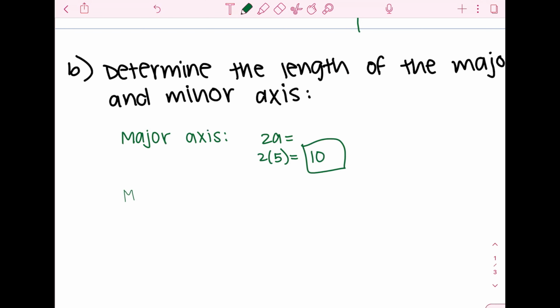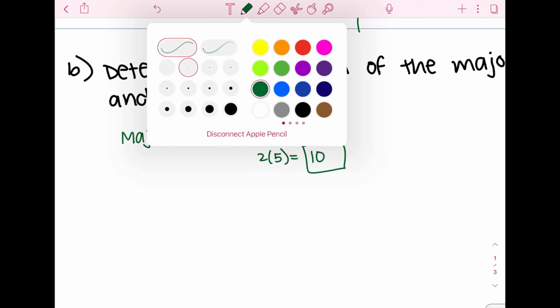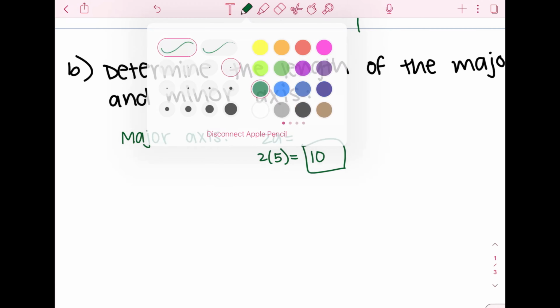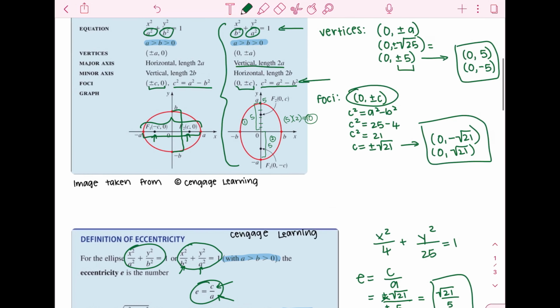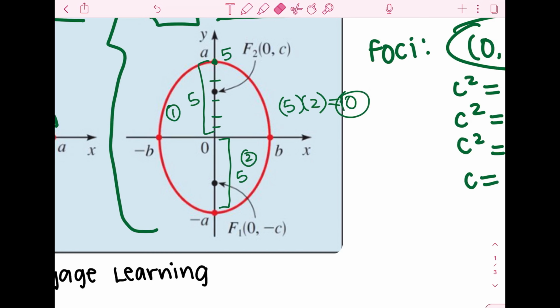Now let's move on to minor axis. Remember, I said minor axis was 2 times b. And in this case, it's going to be the horizontal length. So let me erase this so we can get a clear look. Okay, so our minor axis.